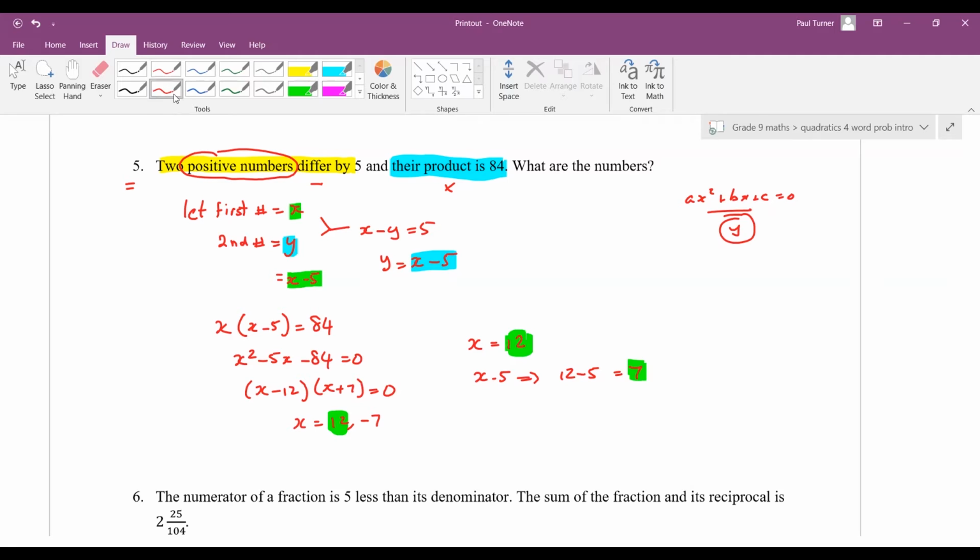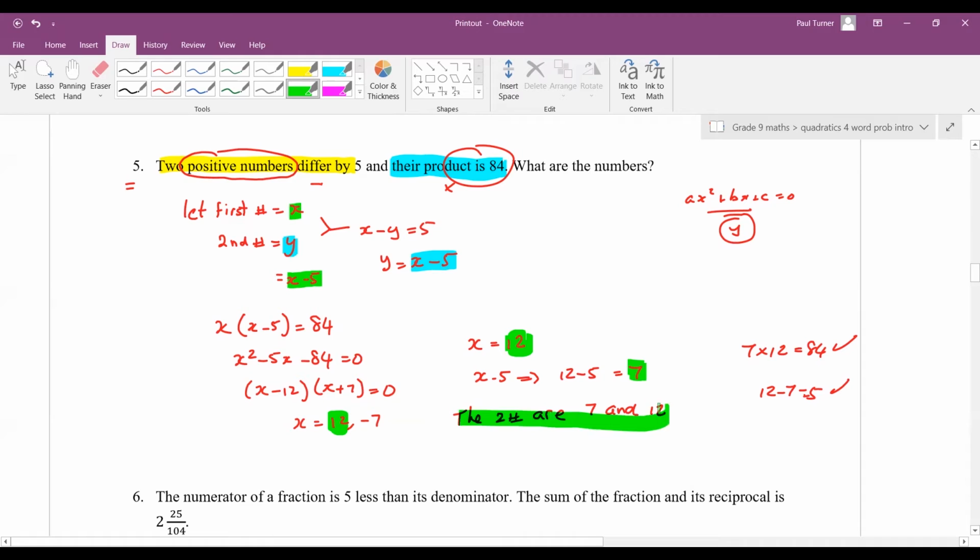And we can write that down. The two numbers are 7 and 12. Well, 7 times 12 is 84. Let's check. 7 times 12 is 84. That's correct. That's this part here. And they differ by 5. So 12 minus 7 is 5. So that means that this is the correct solution here. So the two numbers are 7 and 12 for that question.